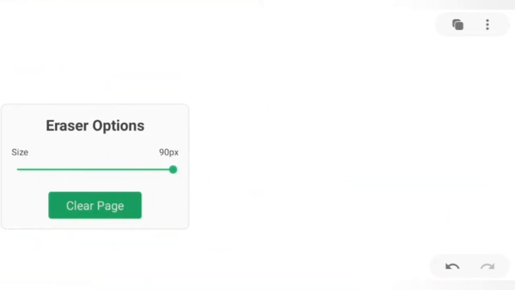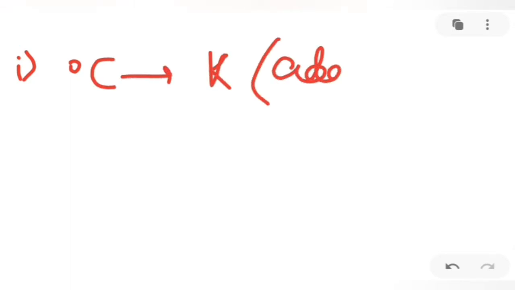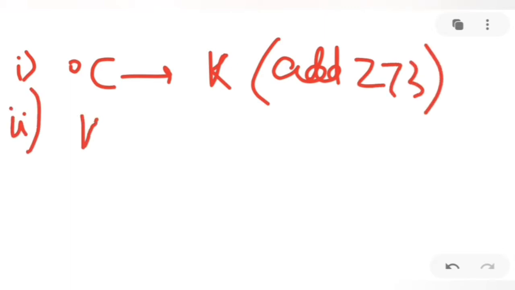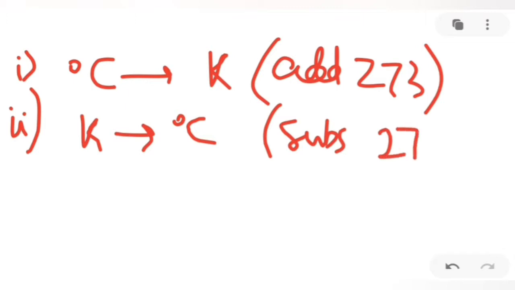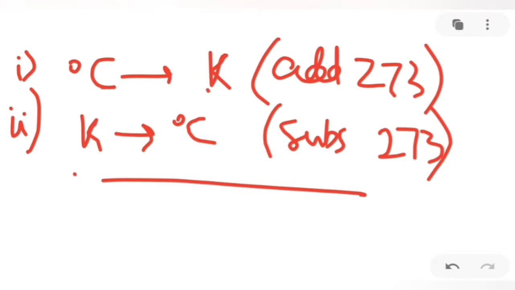So from this discussion, what can we conclude? We can conclude that to convert a temperature from degree Celsius to Kelvin, you have to add 273, and the opposite is also true. If you have to go from Kelvin to degree Celsius, then what you have to do is subtract 273. This is very simple and basic. For going from degree Celsius to Kelvin, you need to add 273, and for going from Kelvin to degree Celsius, you need to subtract 273.